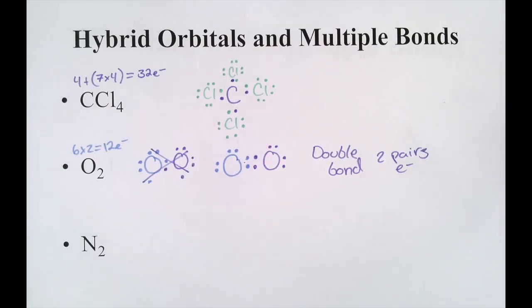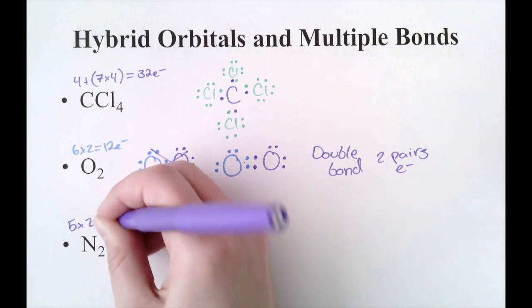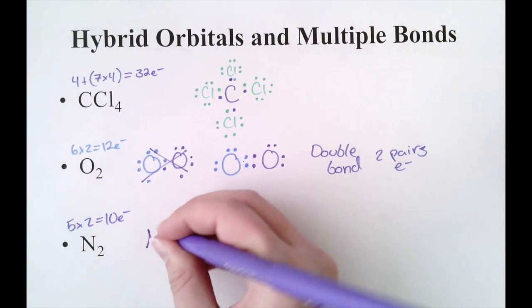Now let's take a look at nitrogen. Each of our nitrogen atoms is going to have 5 valence electrons, times 2 for a total of 10 valence electrons. So let's start. Here's my first one.